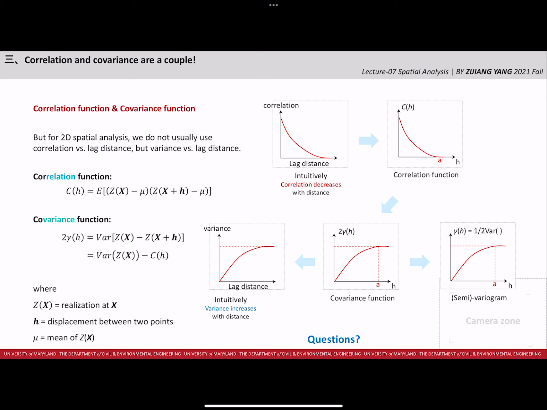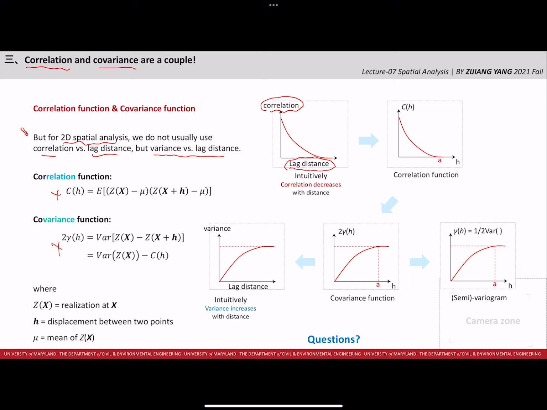Here, I just want to intuitively introduce the correlation function and the covariance function, because they are frequently used in 2D spatial statistical analysis. Again, you don't have to remember these definitions. For 2D spatial analysis, we do not usually use correlation versus lag distance, but we use the variance versus lag distance. This is their transition, and they are kind of equivalent. Intuitively, this is the lag distance, and the y-axis refers to the correlation.